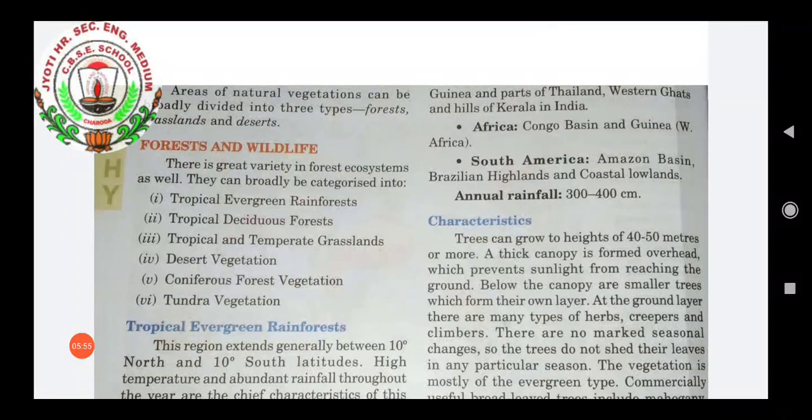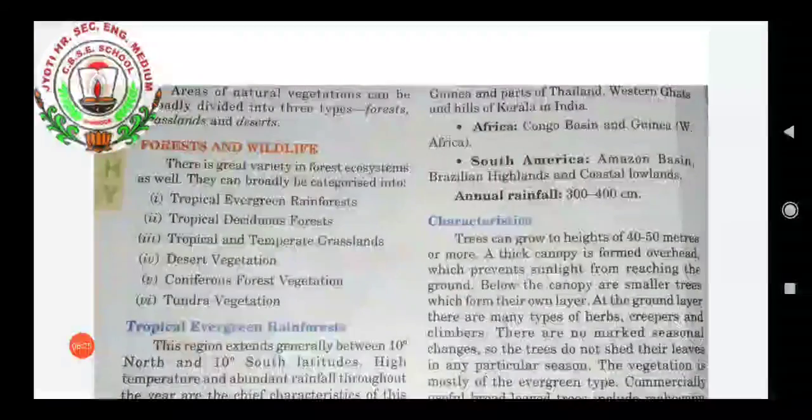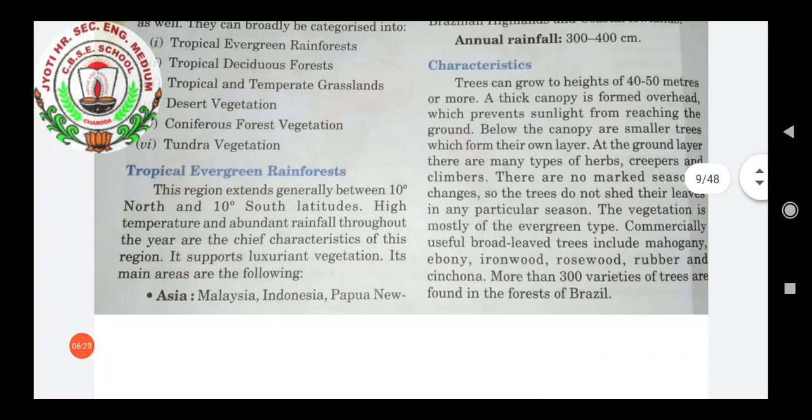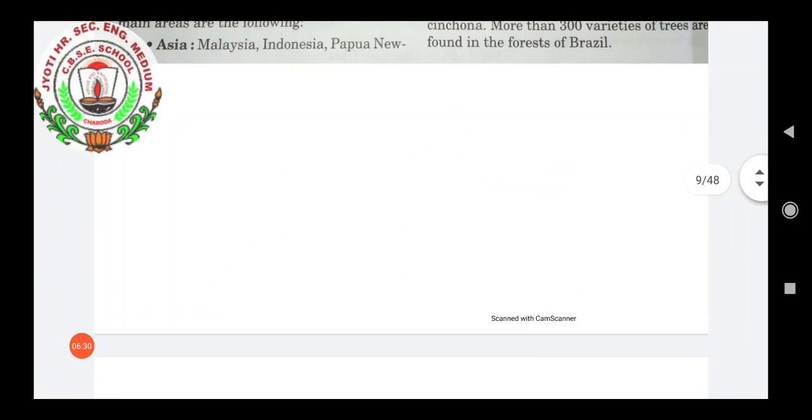There is a great variety of forest ecosystems as well. They can broadly be categorized into six. First is tropical evergreen rainforest, second tropical deciduous forest, third tropical and temperate grassland, fourth desert vegetation, fifth coniferous forest vegetation, and sixth is tundra vegetation. So I'll explain one by one all these types of forest and their wildlife. First of all, we are having tropical evergreen forest. First I'll show the picture.